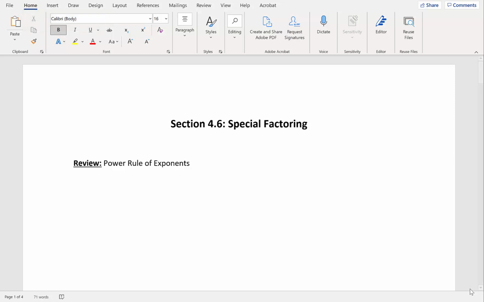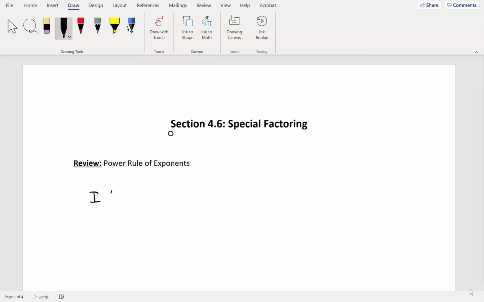In this video, we'll take a look at section 4.6, which is special factoring. Before we get into special factoring, we're going to review the power rule of exponents. What the power rule states is if x raised to the mth power is raised to the nth power, we multiply the exponents together. This becomes x raised to the m times n.